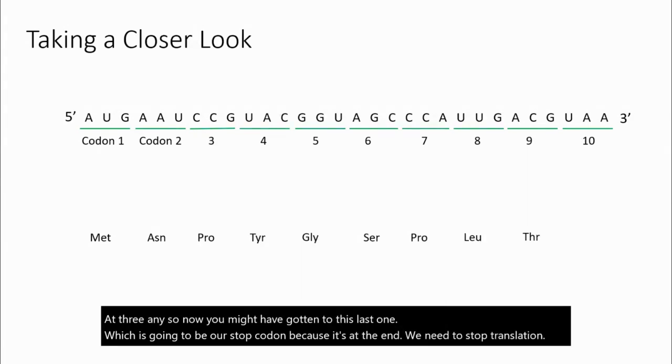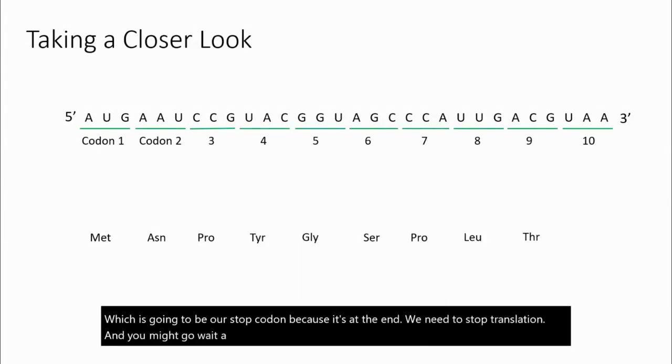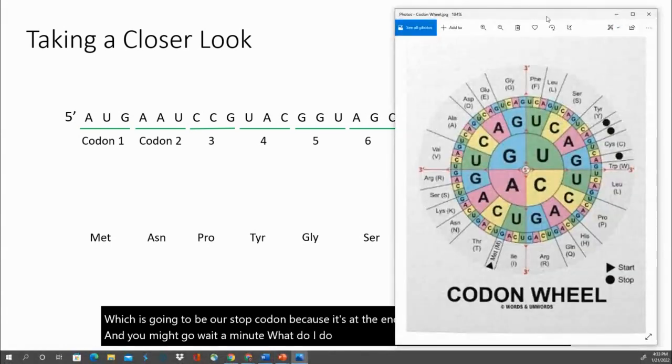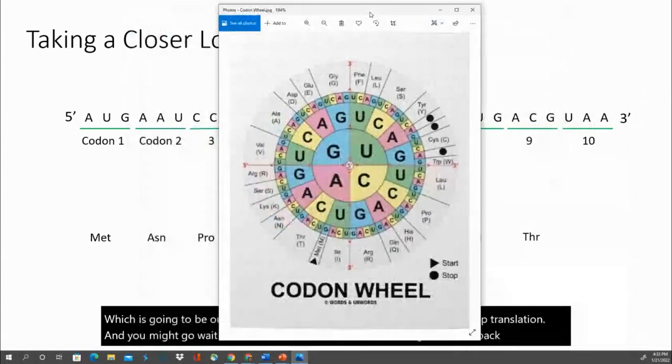And you might go, wait a minute, what do I do here? So let me bring the wheel back on. Let me scooch it over. So we're doing UAA. We're going to start here, U, work our way out to A, work our way out to the other A. And you see this circle. Well, at the bottom here, it says that means stop. Okay, again, that means we're done, no more.